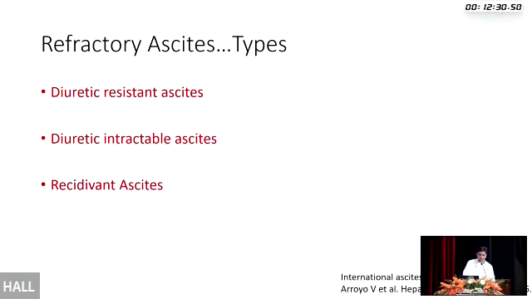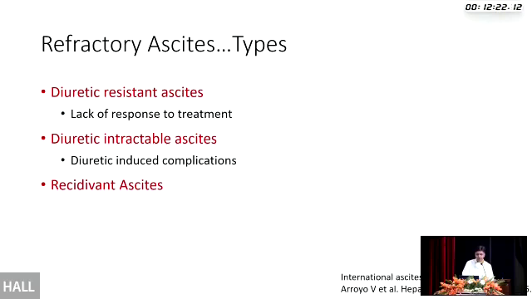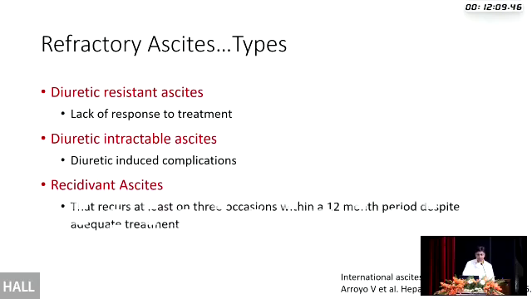So refractory ascites can be defined as diuretic resistant, intractable, or recidivant. Resistant is lack of response to treatment. Intractable is diuretic-induced complications. Majority of the time, this is the more common variety that we see. Up to 80 to 85% can be diuretic intractable, and 10 to 20% may be diuretic resistant. Recidivant is early recurrence of ascites.